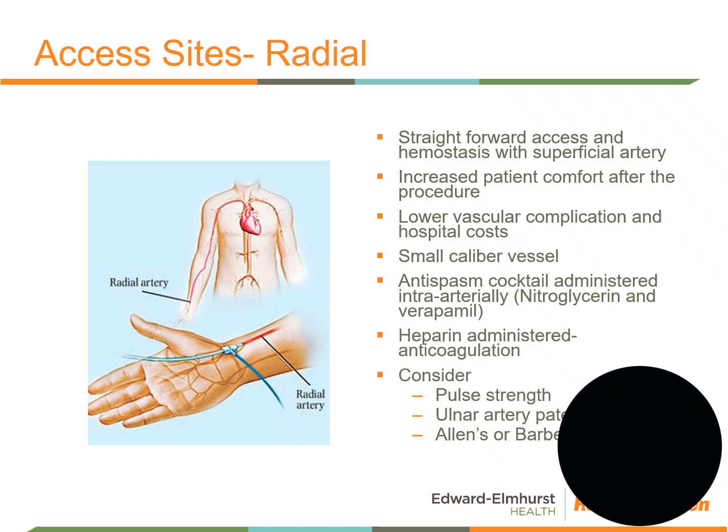Heparin is also administered, whereas for the femoral cases, we don't necessarily administer heparin unless we are doing a PCI. But some considerations are your pulse strengths, your ulnar artery patency, and then Allen's and Barbeau. We want to make sure that we're testing to make sure that there is enough blood flow to the hand. And if there's not, then femoral access may be indicated. And when we are prepping for a radial case, we do prep the wrist and the groin because we always want to have that backup plan.